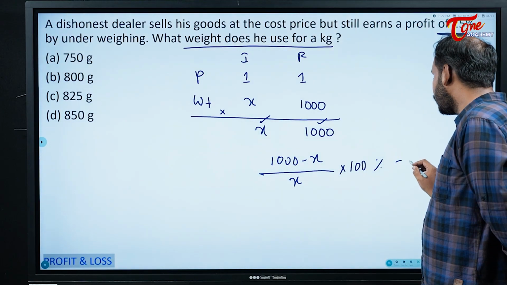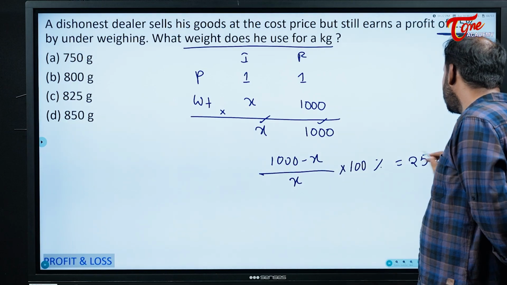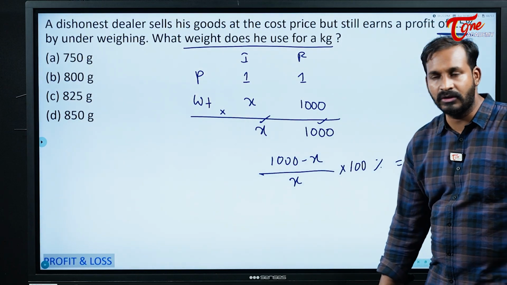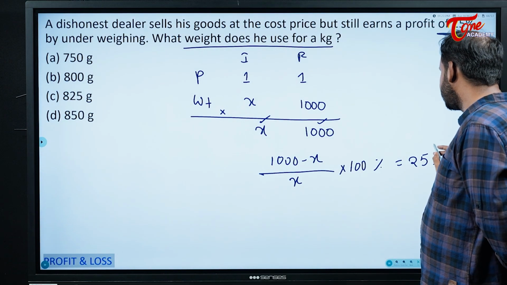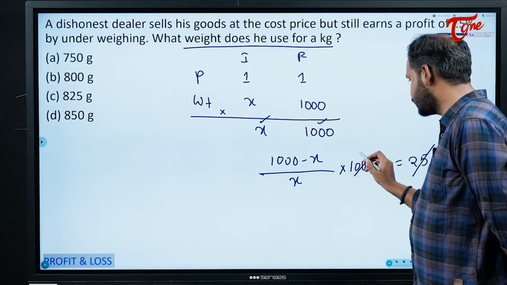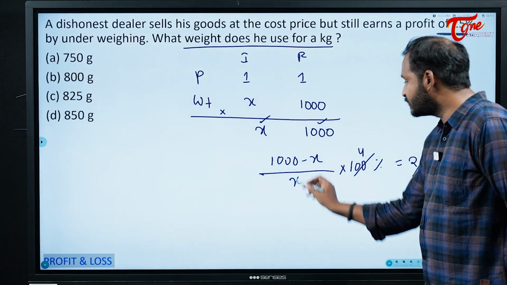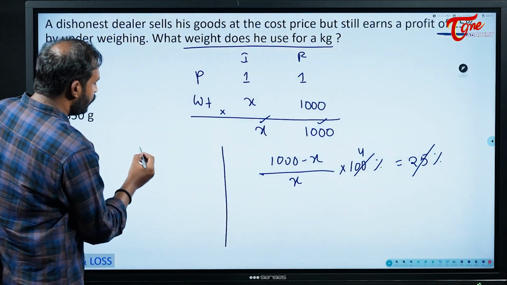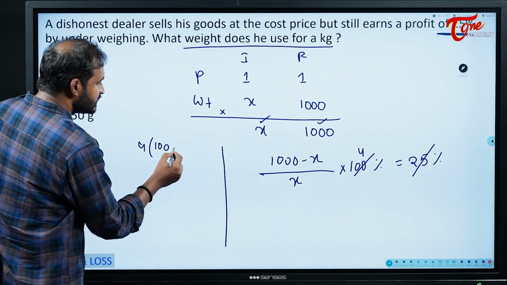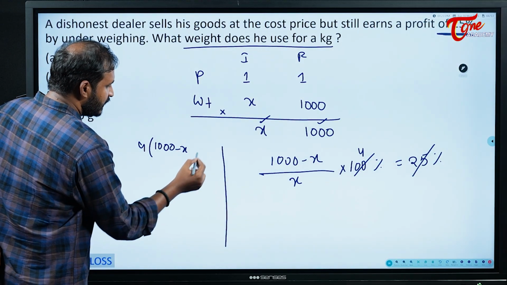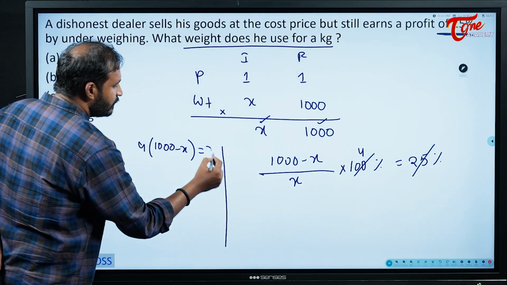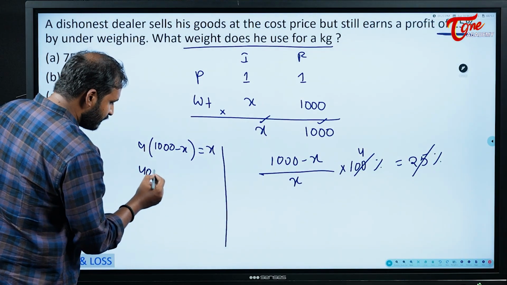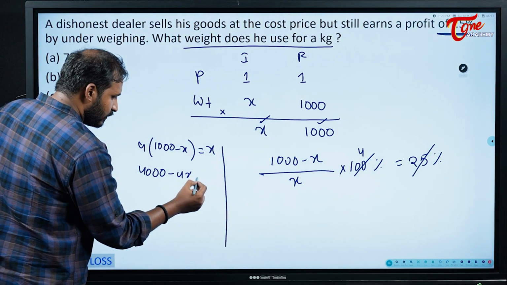This value is equal to what according to the question? This value is equal to 25 percentage. Now, solve this one. 25 ones, 25 fours. So, what happens to this one? If you solve this one, please observe. 4 into (1000 minus x) is equal to x, I will send x to that side. So 4000 minus 4x is equal to x.